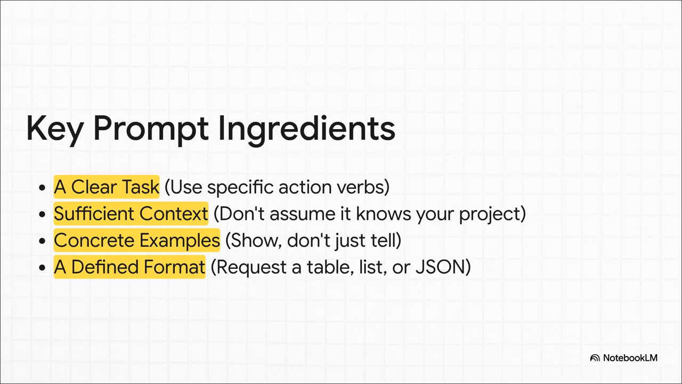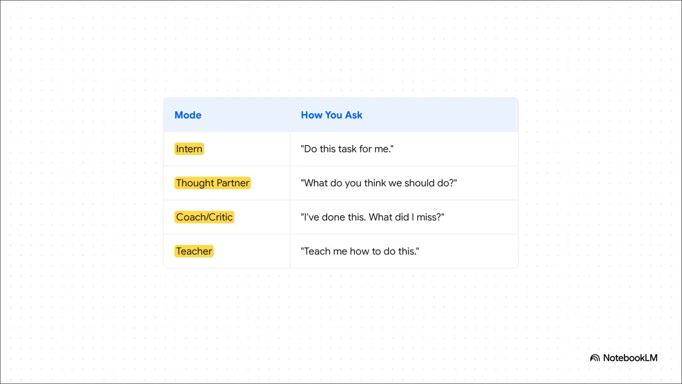The AI has no idea what project you're working on, so you have to fill it in. Third, and this is a big one, give it concrete examples. Show it what you want. And fourth, tell it what format you need back. Do you want a table, a bulleted list, JSON? Be specific. This leads to a really cool technique: giving the AI a role to play.